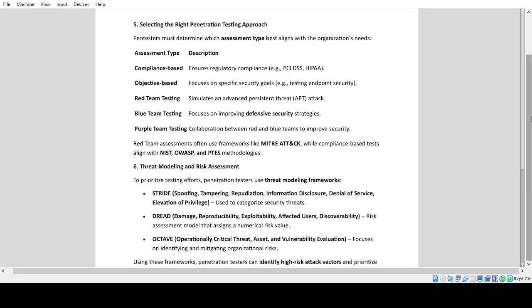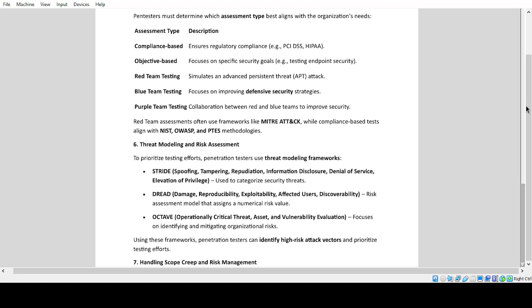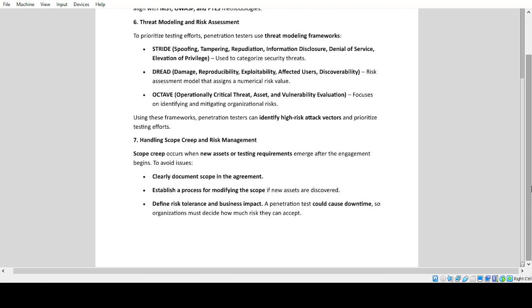DREAD: damage, reproducibility, exploitability, affected users, discoverability. An assessment model that assigns a numerical risk value. OCTAVE, operationally critical threat, asset, and vulnerability evaluation: focuses on identifying and mitigating organizational risks. Using these frameworks, penetration testers can identify high-risk attack vectors and prioritize testing efforts.